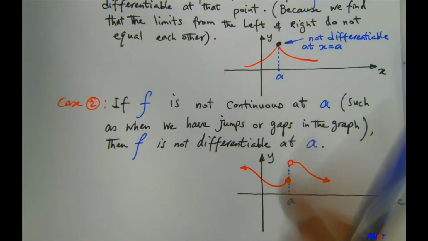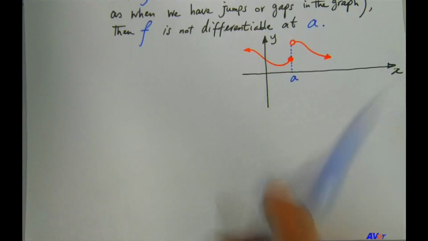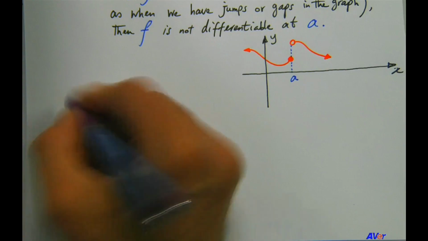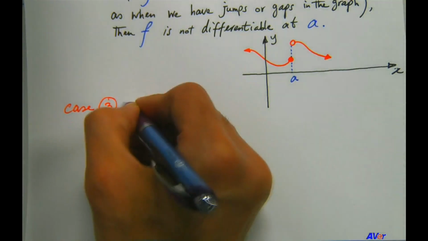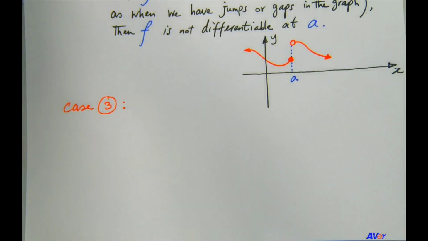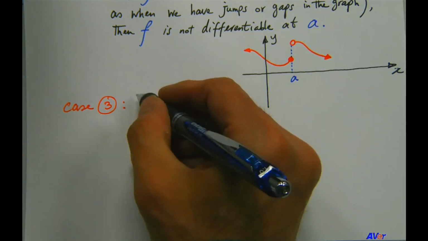So case 1 was when we had a corner. Case 2 was when we have a jump or a gap. Case 3, and that would be when the tangent line is vertical, right? We know the slope of a vertical tangent line is undefined. So that's the last case.